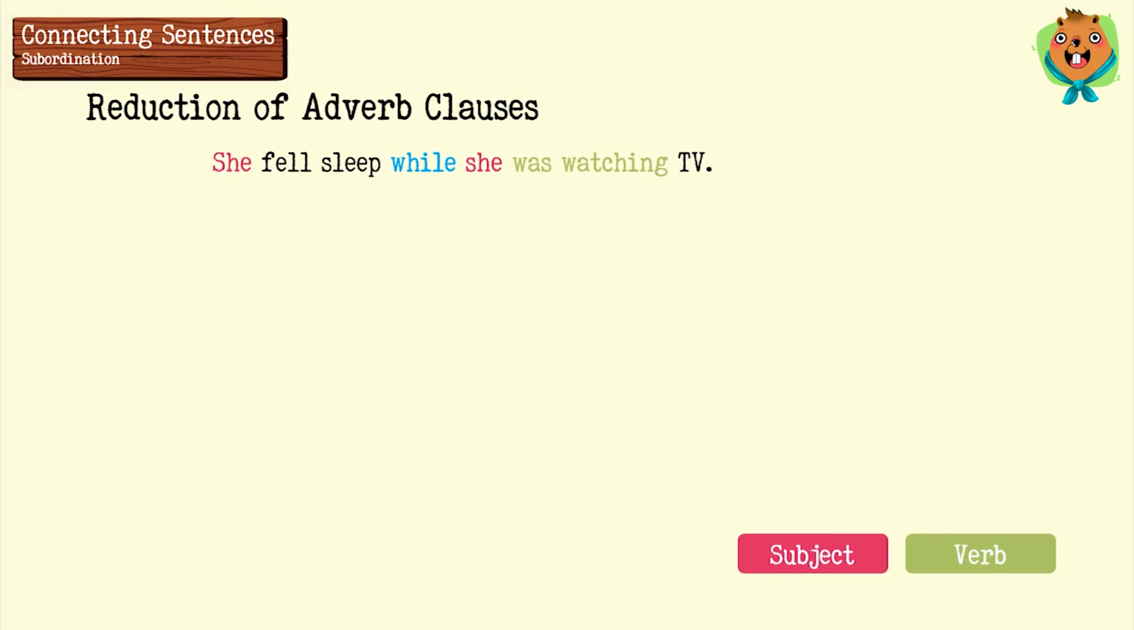So in order to reduce this adverb clause, we omit "she," the subject in the adverb clause, and then when you look at the verb, you have "was watching," you have the be form "was." You also omit that. So the complete sentence, "She fell asleep while she was watching TV," is reduced thus: "She fell asleep while watching TV."